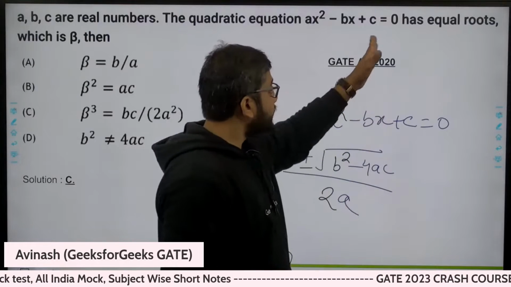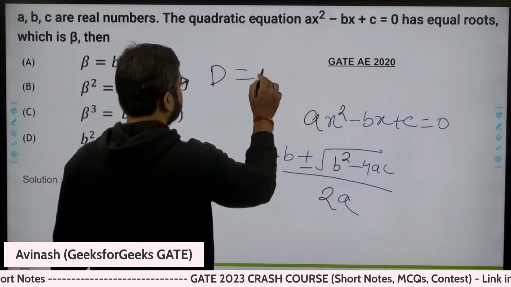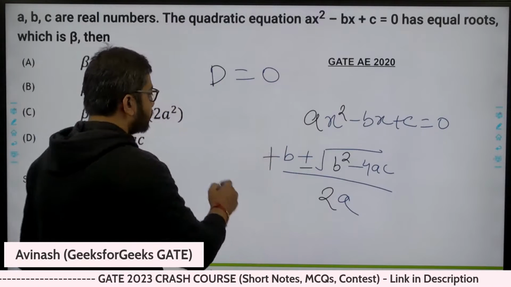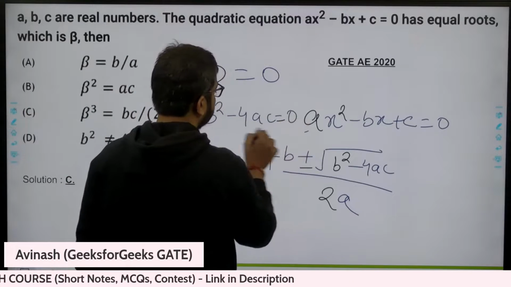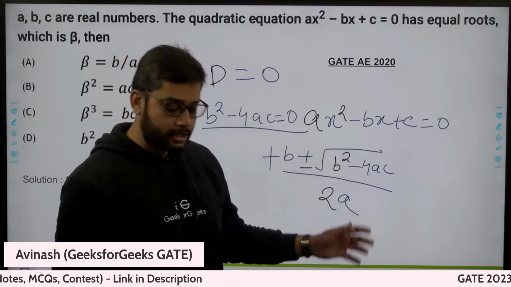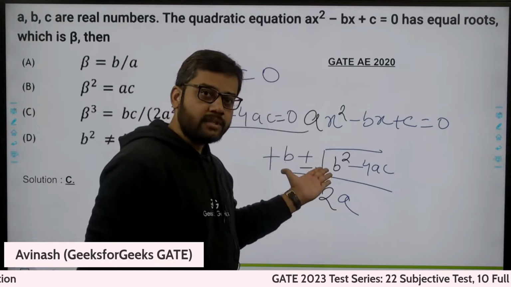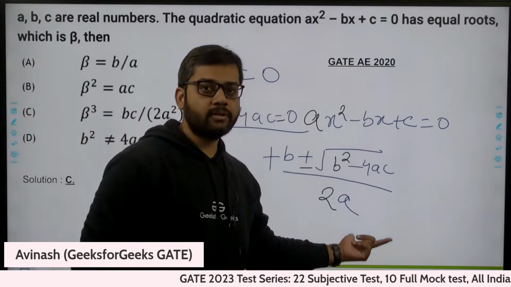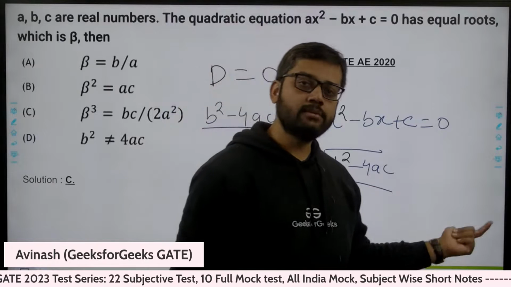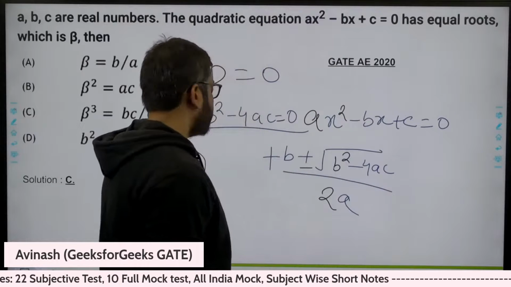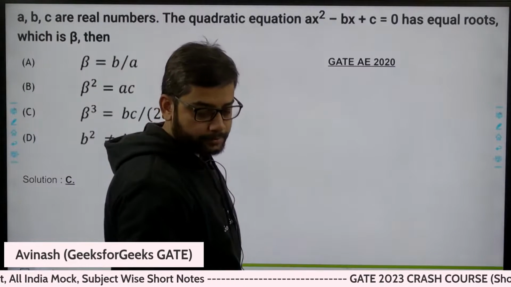Now, it's saying that our roots are equal. It means our discriminant D is equal to what? D is equal to 0, right? So D is equal to 0, it means b square minus 4ac is equal to 0. You agree on this? Because it's a quadratic equation, I have just written the formula. After that, since the roots are equal, it means the discriminant is 0. So b square minus 4ac is equal to 0. Till then, it's clear. Let's move.